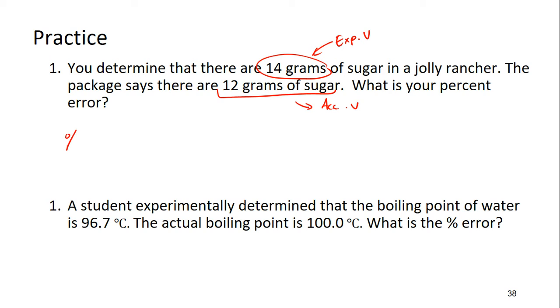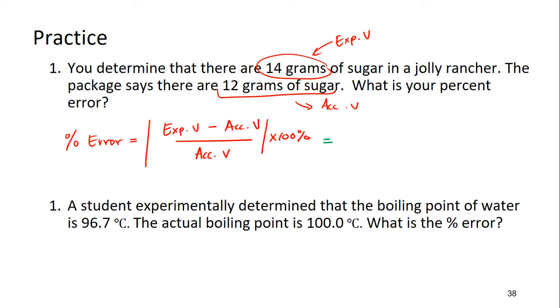So percent error equals experimental value minus accepted value over the accepted value times 100, right? So let's do this in green. This is therefore equal to 14 minus 12 over 12 times 100.